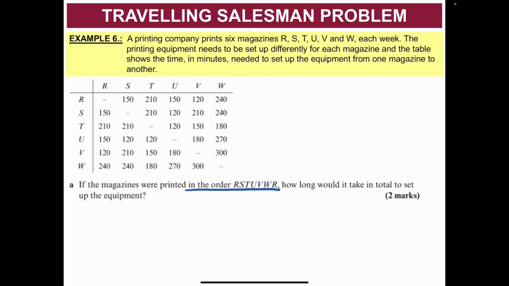So I just need to read the values from the table. If I want to go from R to S, that would be 150 minutes. And then from S to T, that's 210 minutes. Then the next one is U, and from T to U is 120 minutes. Then from U to V it takes 180, V to W takes 300, and W to R it's 240. So when you add this up, it's 1200 minutes.